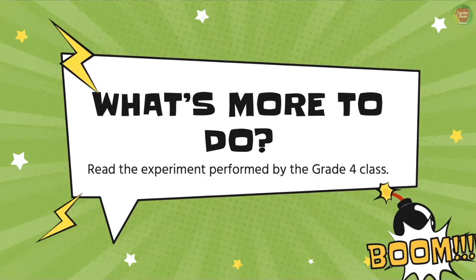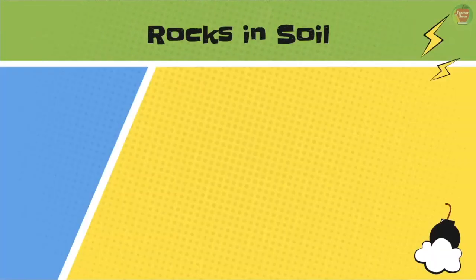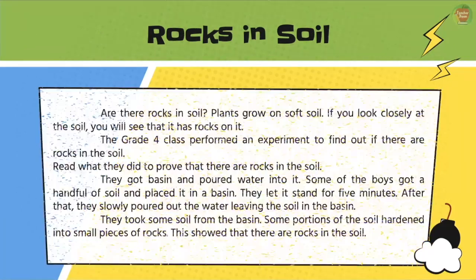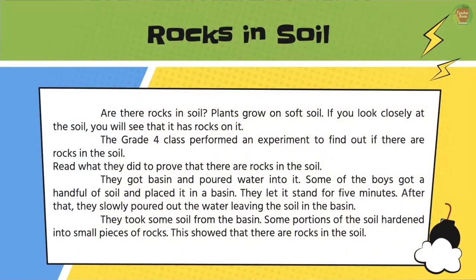Read the experiment performed by the grade 4 class. Rocks in soil. Are there rocks in soil? Plants grow on soft soil. If you look closely at the soil, you will see that it has rocks on it. The grade 4 class performed an experiment to find out if there are rocks in the soil. Read what they did to prove that there are rocks in the soil.